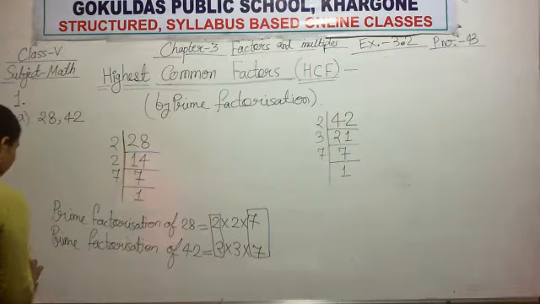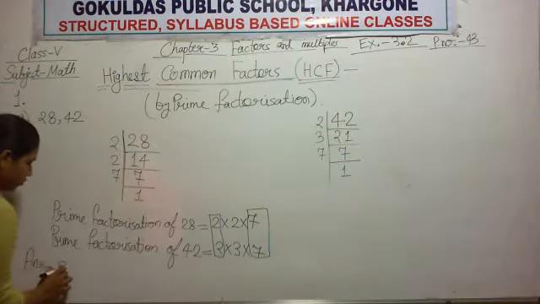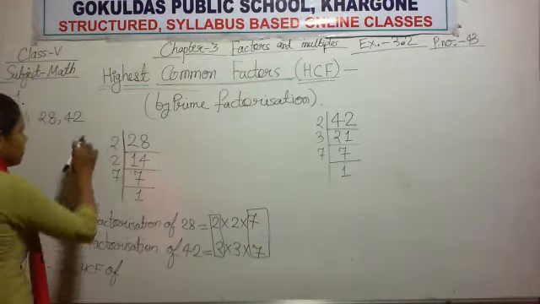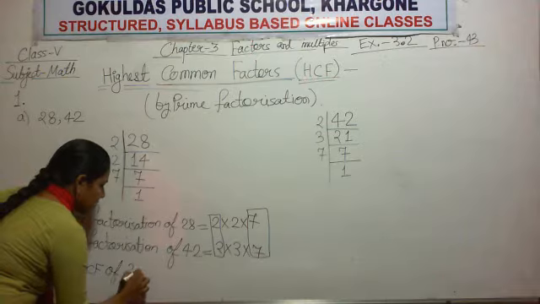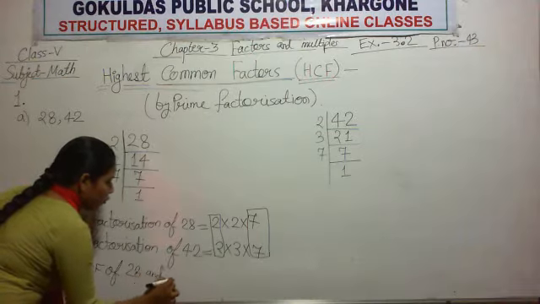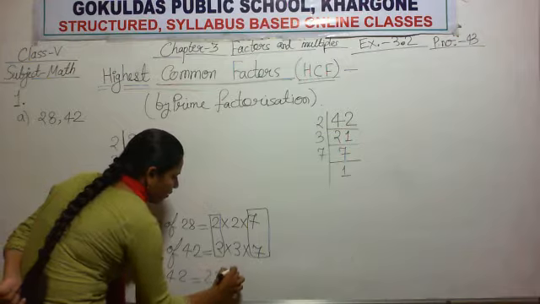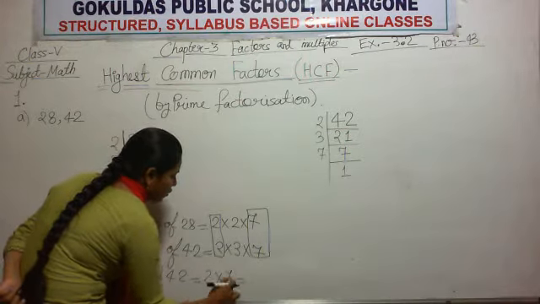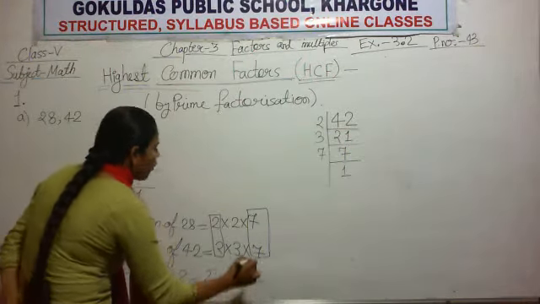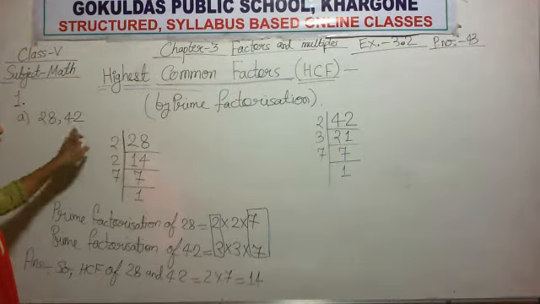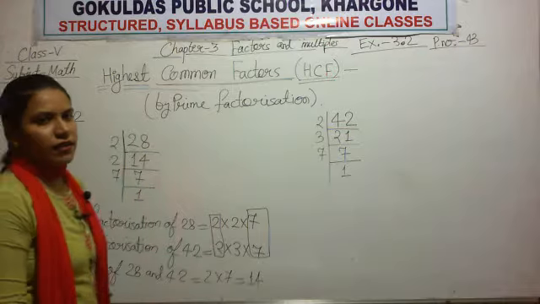So your final answer will be equal to 2 multiplied by 7. 2 multiplied by 7, that is 2 sevens are 14. So HCF of 28 and 42 is 14, right?